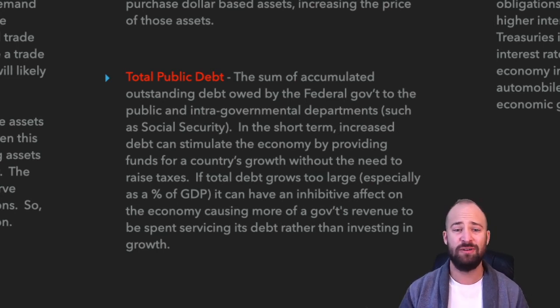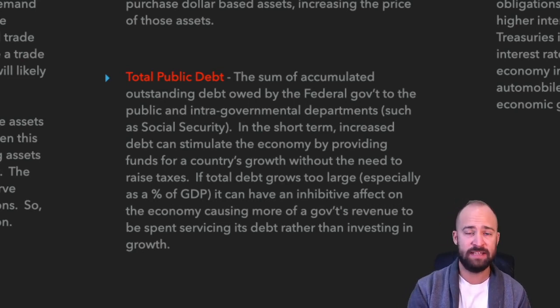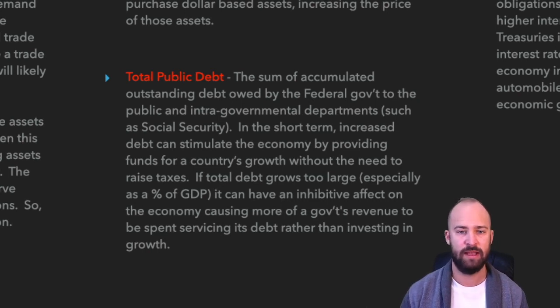Now, in the short term, increased debt can stimulate the economy by providing funds for a country's growth without the need to raise taxes. So debt really facilitates growth in a lot of ways. But when debt grows too large, especially as a percentage of gross domestic product, GDP, it can have an inhibitive effect on the economy, causing more of a government's revenue to be spent servicing its debt rather than investing in growth. So eventually, the accumulation of too much debt, especially as it relates to GDP, can become very inhibitive on economic growth.